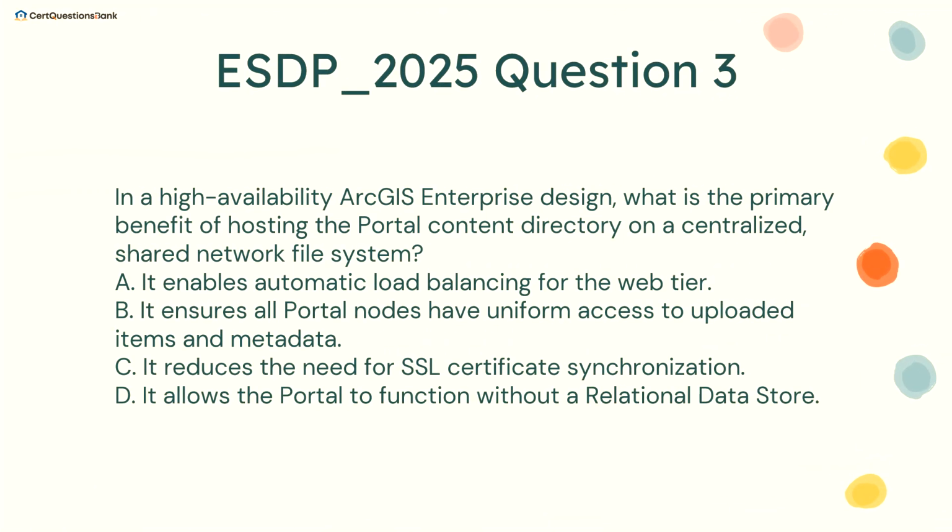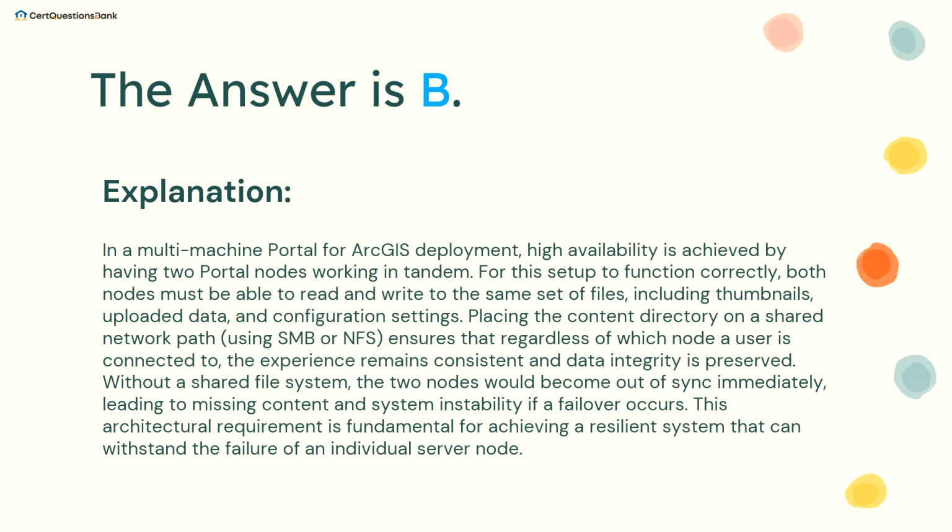In a high-availability ArcGIS Enterprise design, what is the primary benefit of hosting the portal content directory on a centralized, shared network file system? A. It enables automatic load balancing for the web tier. B. It ensures all portal nodes have uniform access to uploaded items and metadata. C. It reduces the need for SSL certificate synchronization. D. It allows the portal to function without a relational data store. The answer is B.